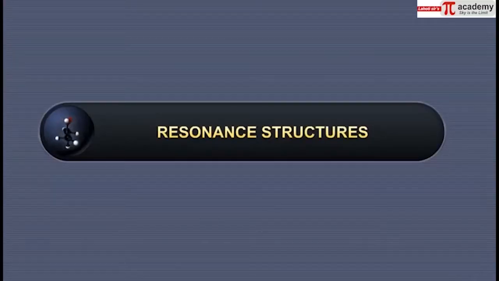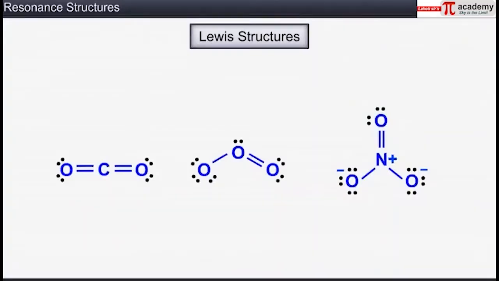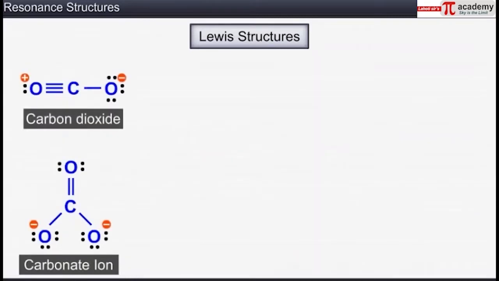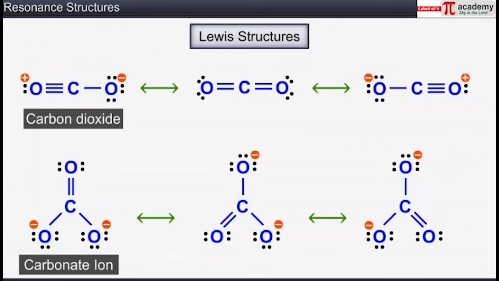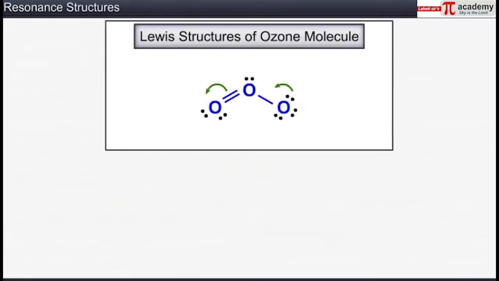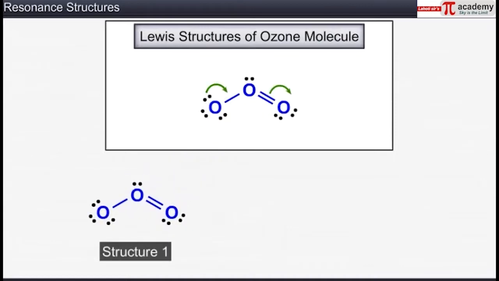In this module, you will learn about resonance structures. We have already learned how to write the Lewis structures for different molecules and ions. For certain molecules and ions, more than one Lewis structure is possible. For example, consider the following possible Lewis structures for an ozone molecule.